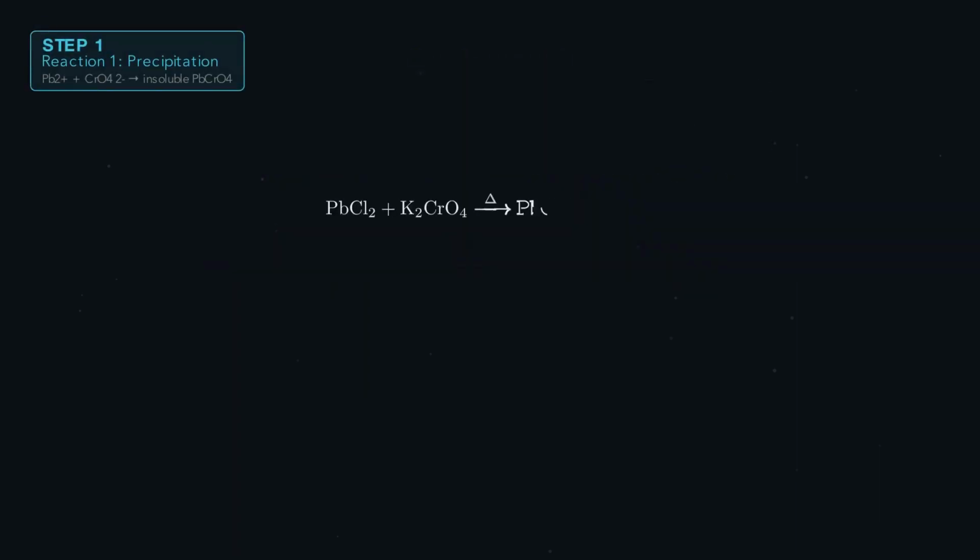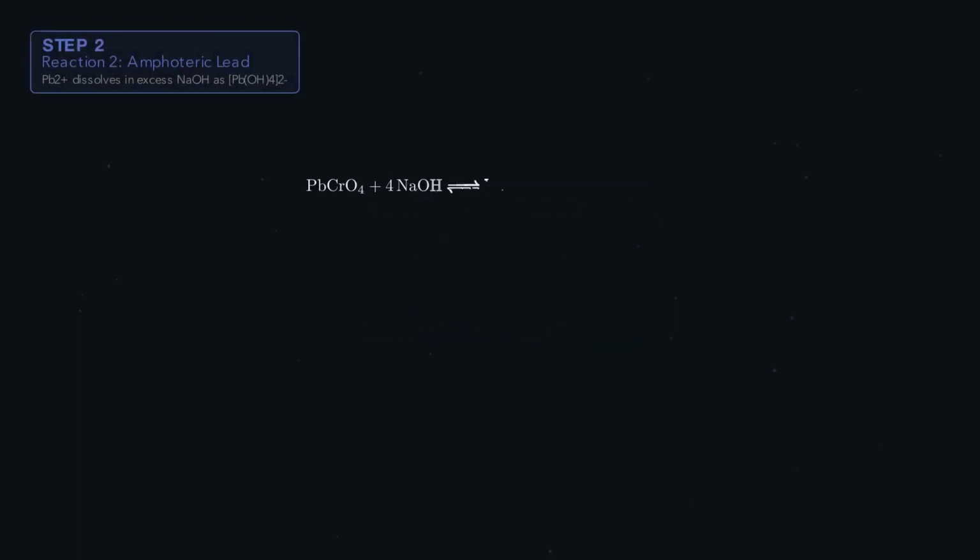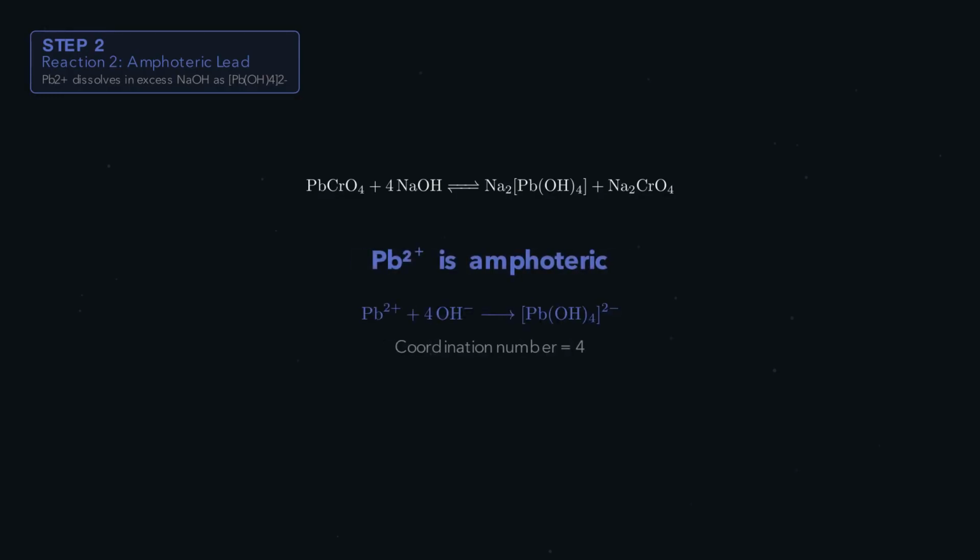In reaction 1, lead chloride meets potassium chromate in hot solution. Lead 2+ combines with chromate ions to form lead chromate, a classic yellow precipitate with an extremely low solubility. The potassium and chloride ions pair off as potassium chloride and stay dissolved. So A equals PbCrO4. Now for B.